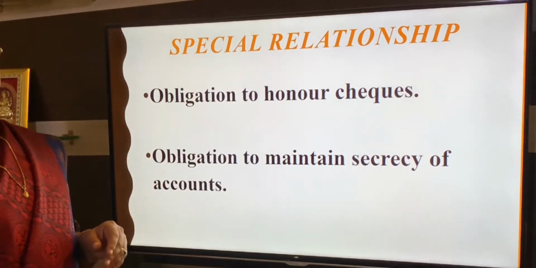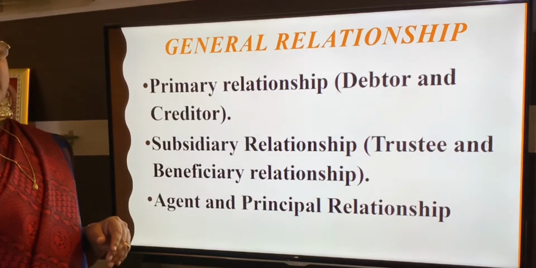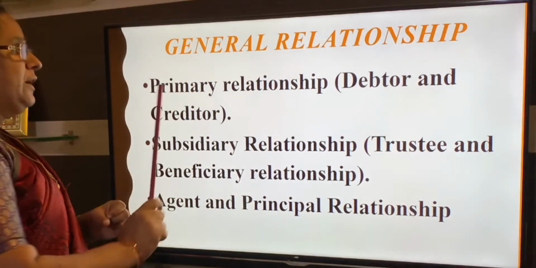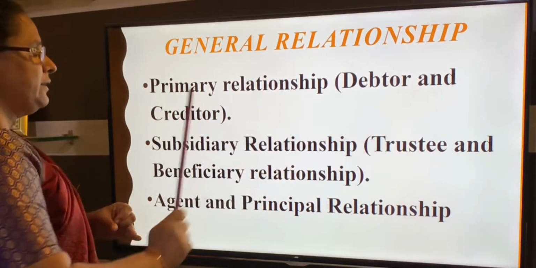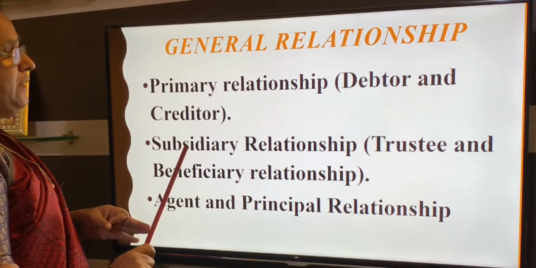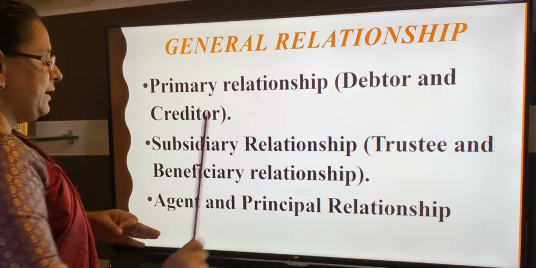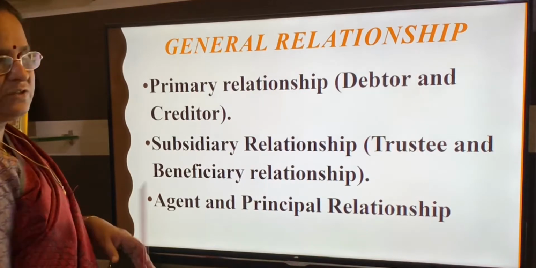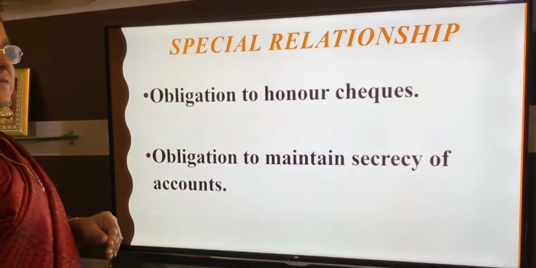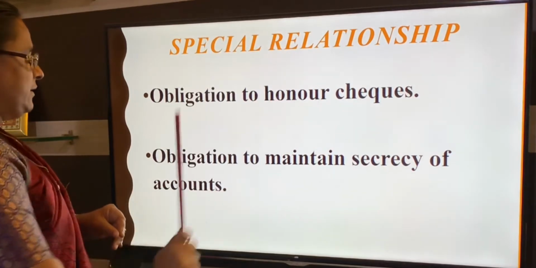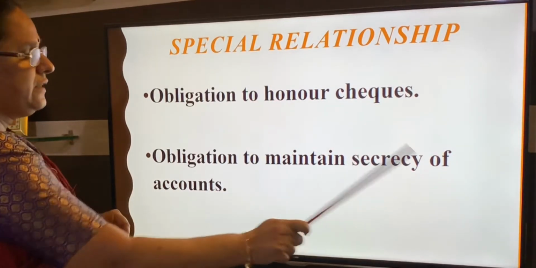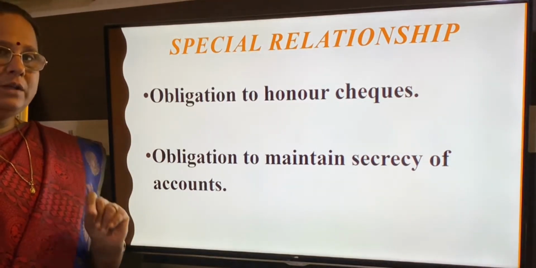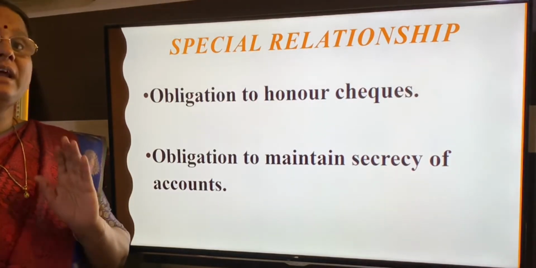So these are the two relations we have learned. First one is general relation and special relation. In general relation, we learned about primary relationship, debtor and creditor. And in the second, we learned about subsidiary relationship, trustee and beneficiary relationship. And next one is agent and principal relationship. In the special relationship, we learned about obligation to honor the check. And next one is obligation to maintain secrecy of account. They should not reveal anything about the customer to other persons, mainly about their account.